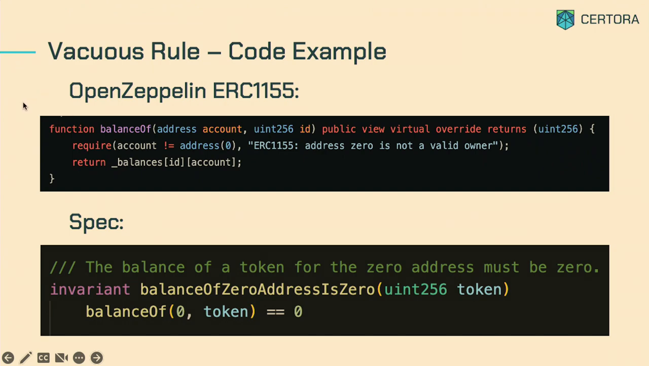So I'm going to look here because this is really small for me. But in ERC 1155, we can see that we have a function balanceOf. It takes account and id, which is a token. And it requires that the account is not equal to address zero. Now, the spec that one of our employees, Jack, wrote is that the balance of address zero for a given token is equal to zero. So let's see what happens here.